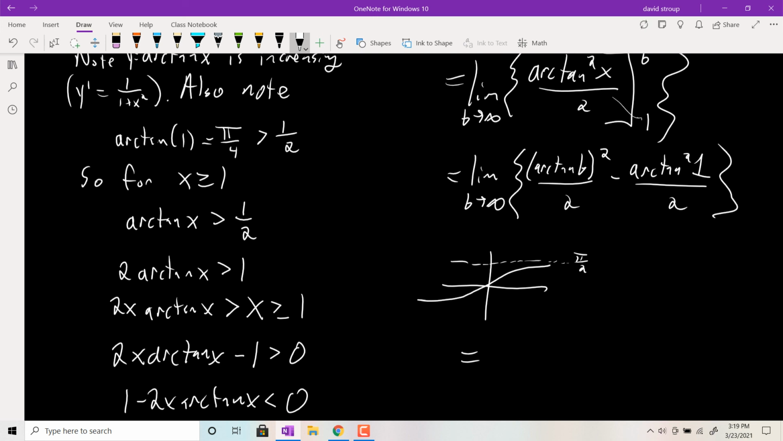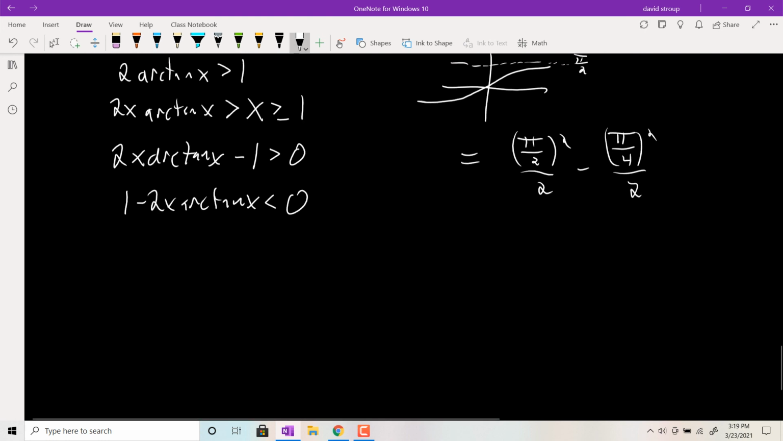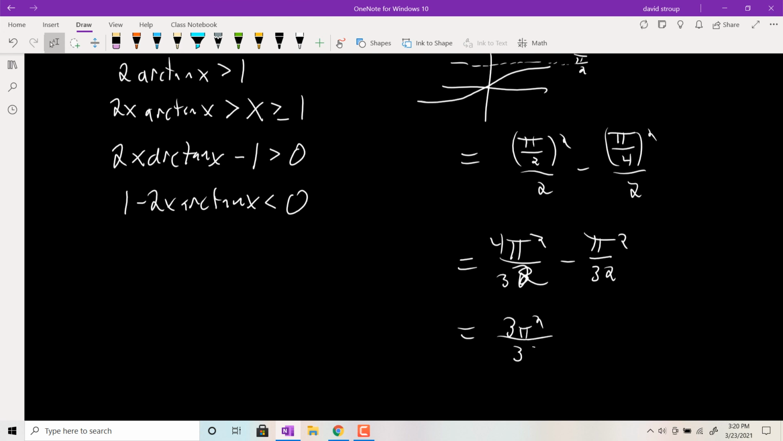So you're going to end up with pi over 2 squared all over 2 minus, and then arctan of 1 is just pi over 4, and then we square that over 2. And then this will be pi squared over 4 over 2, which is pi squared over 8. And then this will be pi squared over 16 over 2, which will be pi squared over 32. And then find a common denominator of 32. So I multiply the first guy top and bottom by 4. So you get 4 over 32. And then subtract and get 3 pi squared over 32.